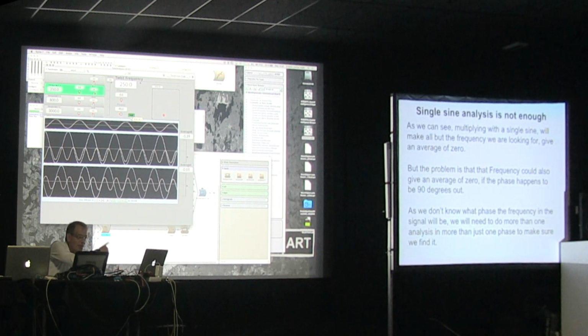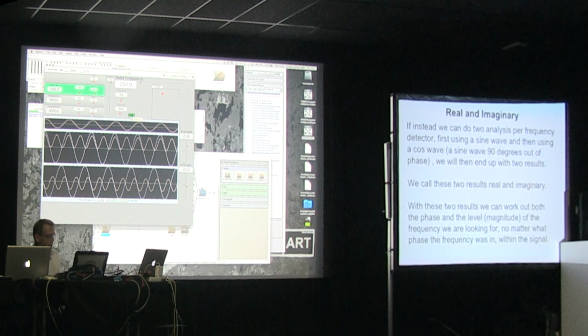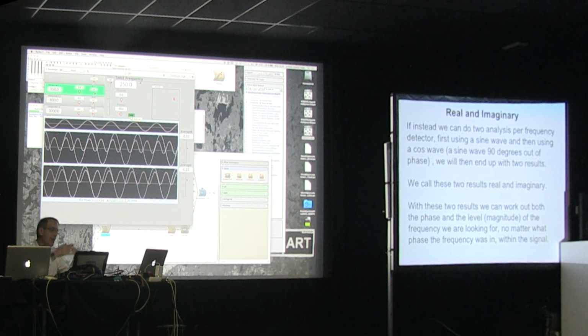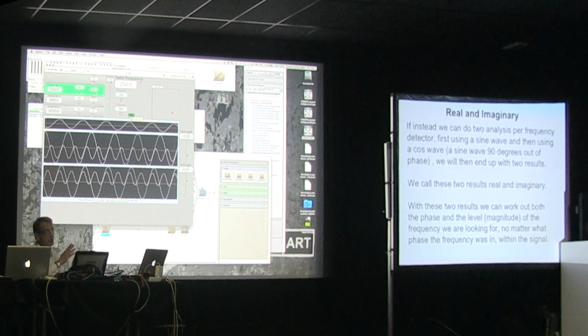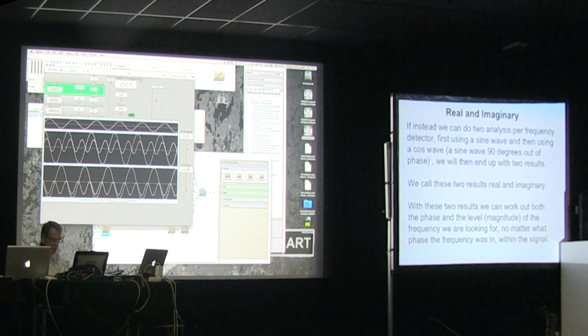All right, so I'll let you have a quick read of that. And this is what we mean by real and imaginary. We multiply by a sine wave, and then we multiply it by another sine wave that's 90 degrees out of phase. With those 2 values, we can then work out how loud it is. I don't know if you notice that this is going around in a circle, and the distance from the centre always remains the same.